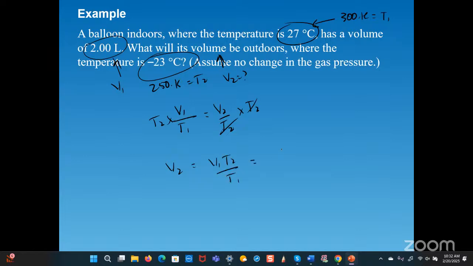And then we plug the numbers in. V1 is the volume initially, 2.0 liters, multiplied by T2, which is 250 Kelvin, divided by T1, which is 300 Kelvin, and then we do the calculation. So 250 times 2 divided by 300, and according to my calculation, this works out to be equal to 1.67, and the units here will be liters, because these Kelvin units will cancel out each other, right? And that's basically how that is done.